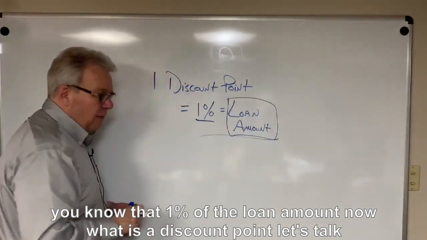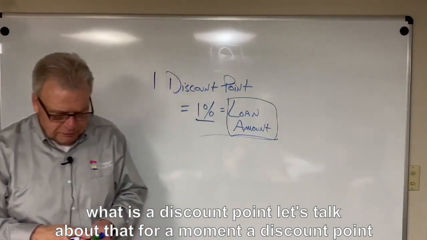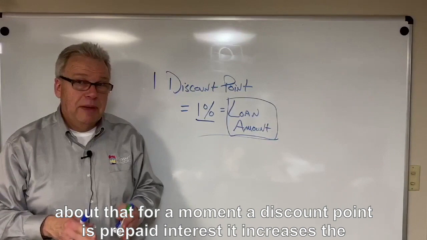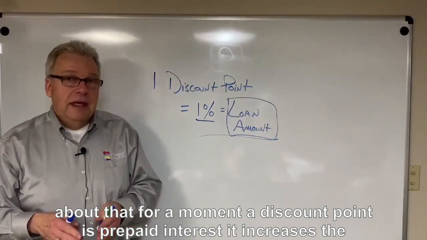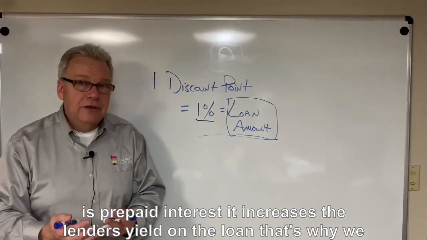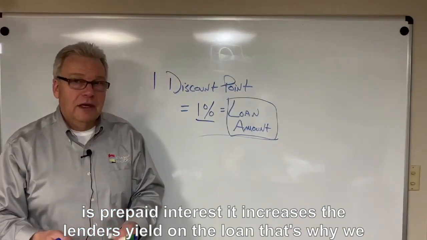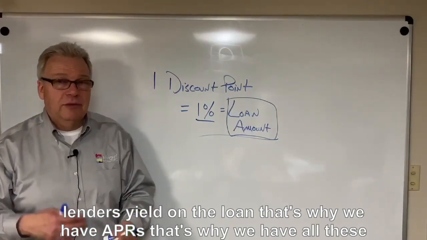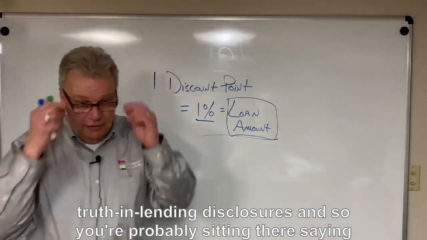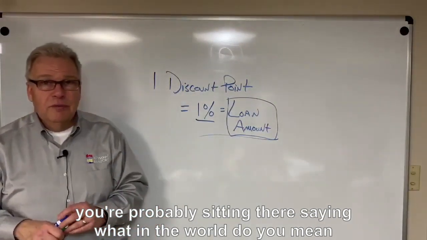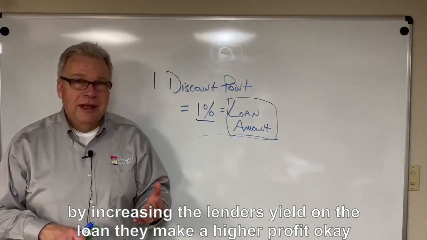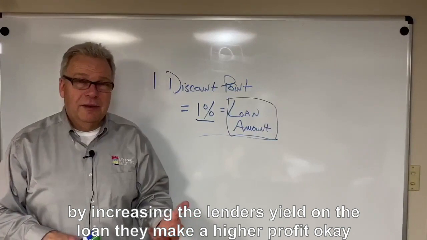Now, what is a discount point? Let's talk about that for a moment. A discount point is prepaid interest. It increases the lender's yield on the loan. That's why we have APRs. That's why we have all these truth in lending disclosures. And you're probably sitting there saying, what in the world do you mean by increasing the lender's yield on the loan? They make a higher profit, okay?